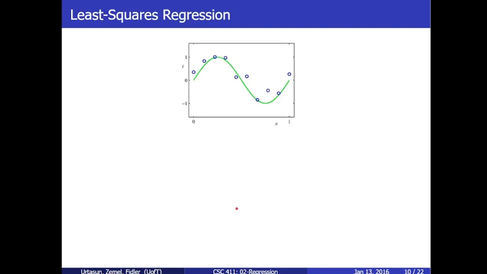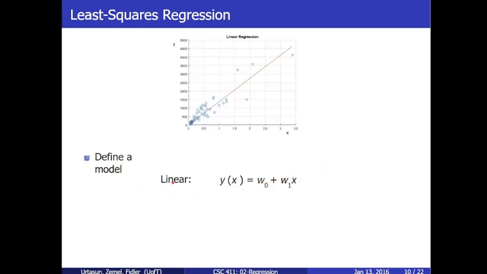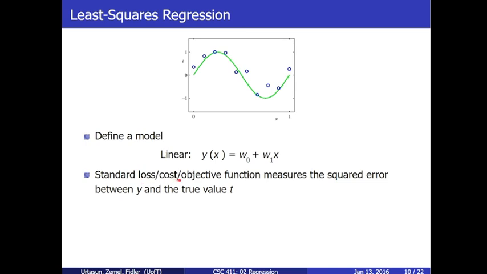So now we're going to be looking at least squares regression. Here we define a model: y of x is equal to a function of x comma w. And we have the linear regression line right here. Whenever we're using linear regression, the formula is similar to the slope-intercept form that we learned back in algebra: y of x equals w0 plus w1x. We have a line of best fit through all these points, and this is kind of the average, right? The standard loss, or cost objective function, measures the squared error between y and the true value t.